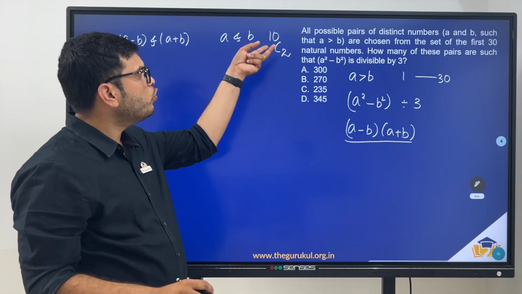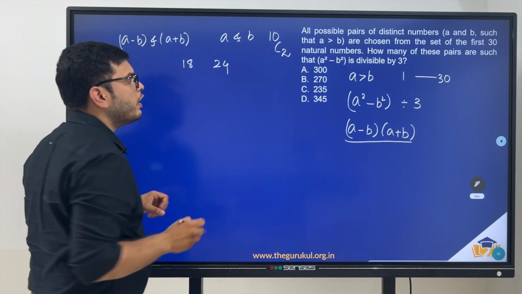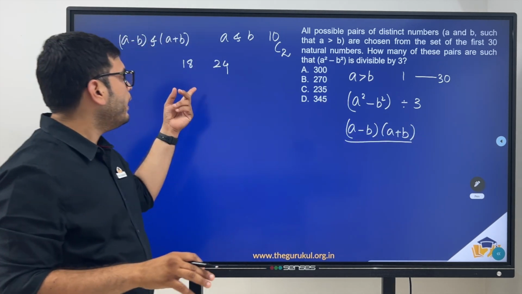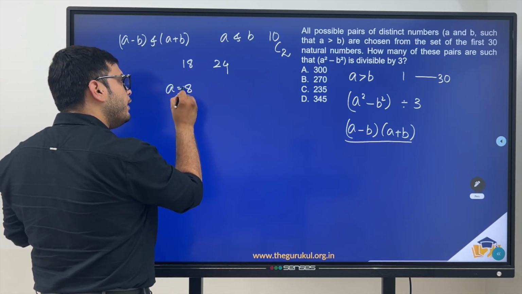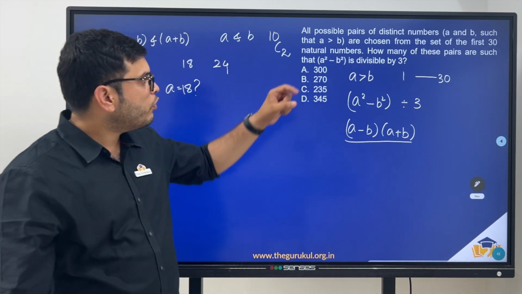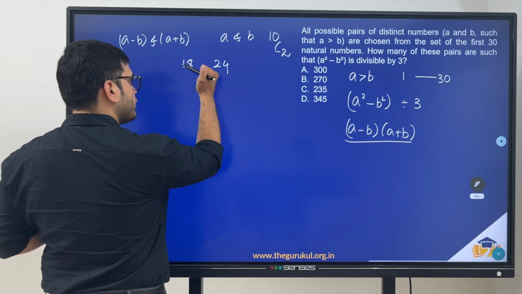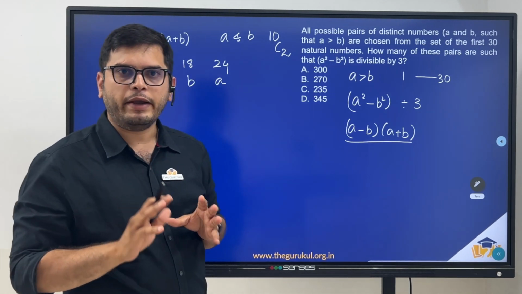Right? Now, let the two numbers be 18 and 24. Right, so I have selected two numbers from those 10 multiples. Let the numbers be 18 and 24. Now my question to you is, can the value of A be 18? Is this possible? No. Right, because it is mentioned that A is greater than B. So in this selection, A has to be 24 and B should be 18.